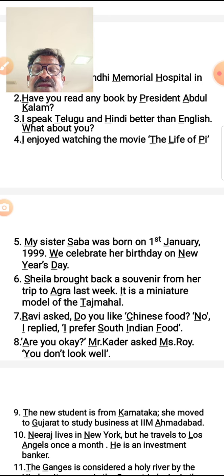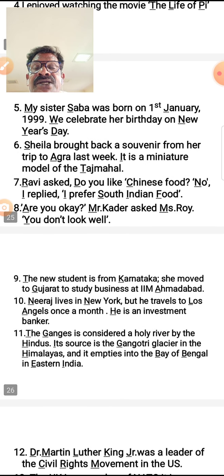Are you okay? Number 8, A is capitalized, M is capitalized, Khader, K, name. K is not capitalized here, of course, but it should be capitalized. Asked Miss Roy, M is capitalized, R is capitalized, Y is capitalized, right? The new student, T capitalized, Karnataka, K state's name capitalized, Gujarat, place town's name, G capitalized. IIM also, Indian Institute of Management. This is the institution name, so that is why IIM is in capital letters. You can find Ahmedabad, H is capitalized.